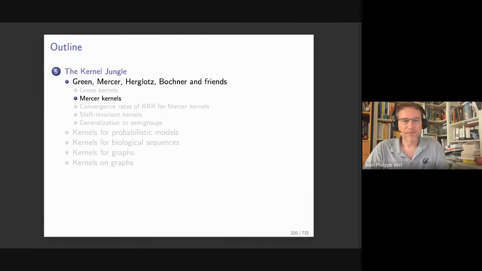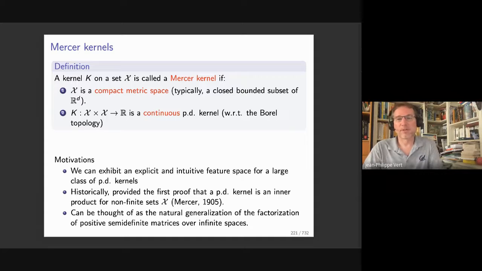Hello, welcome back. So today we're going to discuss a large and important class of kernels called Mercer kernels. The Mercer kernels are important for several reasons. One of them is that historically they were the first positive definite kernel studied, already at the beginning of the 20th century by Mercer, who in a famous paper in 1905 demonstrated that Mercer kernels, that I will define in a second, which are positive definite kernels, can be written as inner products.